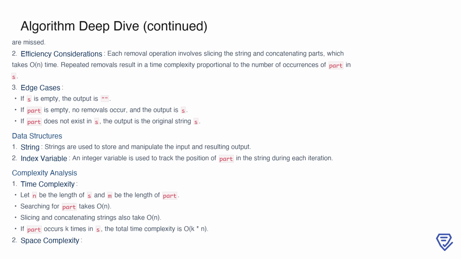Additionally, we must account for various edge cases. For example, if S is empty, the output is simply an empty string. If part is empty, no removals occur, and the output remains the original string S. If part does not exist in S at all, the output is also the original string. The algorithm primarily relies on string manipulation and index tracking, making it straightforward to implement.